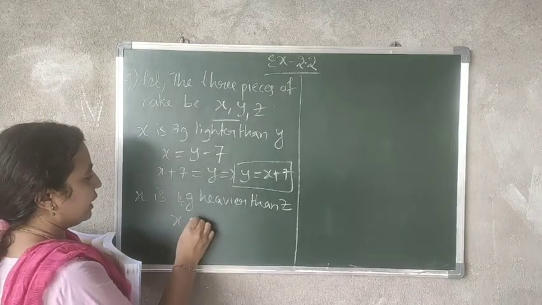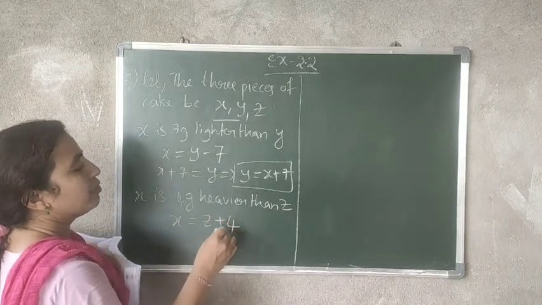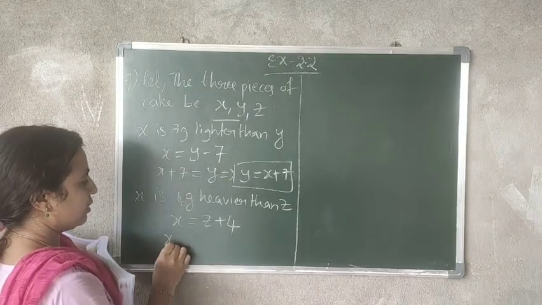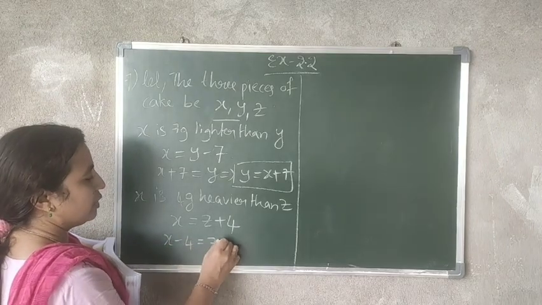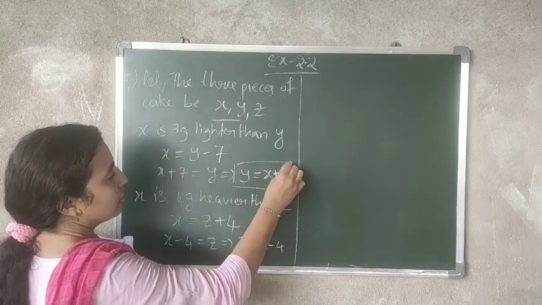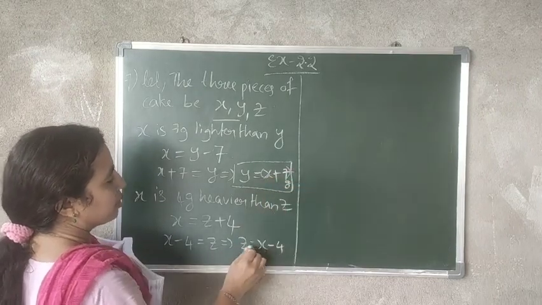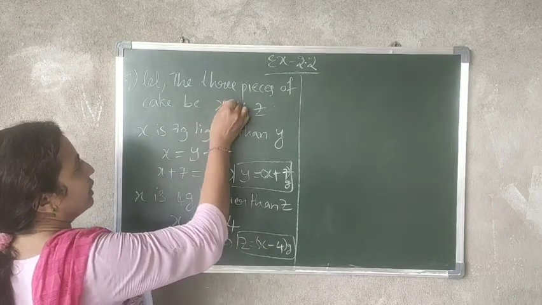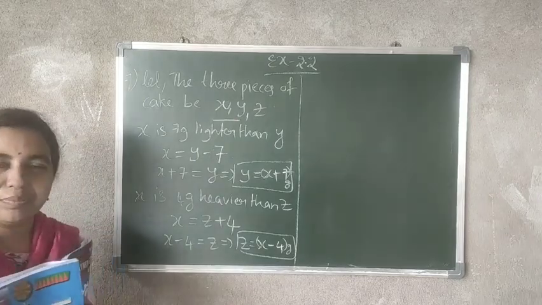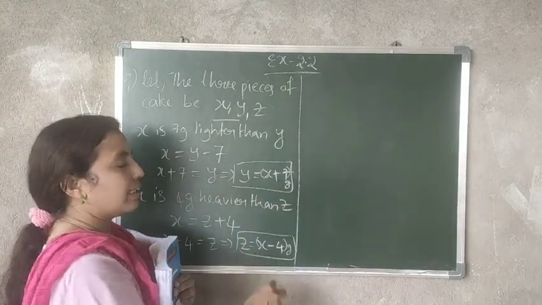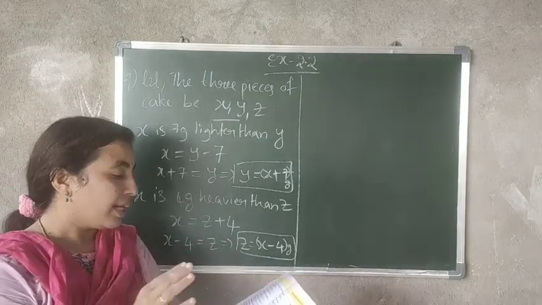That means x is equal to z plus 4. But we need z, no? Bring this plus 4 to this side. x minus 4 is equal to z. That implies z is equal to x minus 4. Let us write this as grams. 4 grams. And this is x grams. First piece is x grams. Second piece is x plus 7 grams. And third piece is x minus 4 grams.